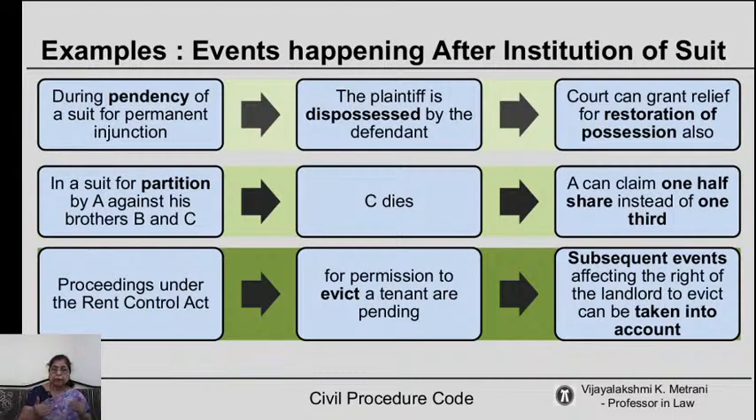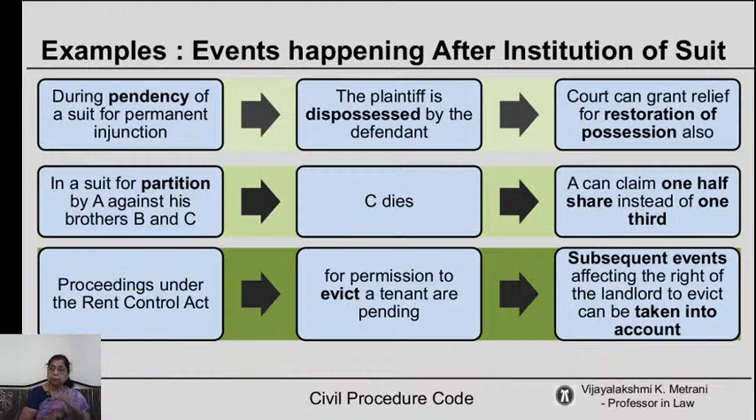Now the second illustration we will discuss is about partition. See, when a partition suit is instituted, the person who asks for partition adds all his brothers or sisters or whoever are entitled to that particular property as defendants. Okay, now there is a partition suit by A against his two brothers B and C. Among that, C dies during the pendency of the suit. So now, when there are two brothers B and C, he asks 1/3 share. Okay, because two brothers and myself, there are 3, so I ask for 1/3 share.